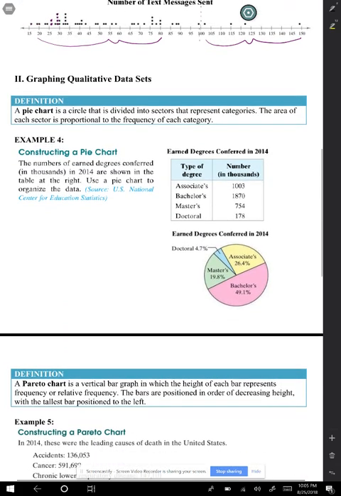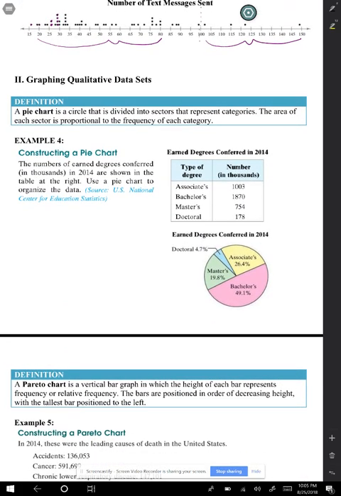Okay, the next kind of graph we'll look at is a pie chart, and this is a very common one. You'll see these a lot if somebody's making a presentation and they want to show the data, it's very common to see pie charts. And a pie chart is called a pie chart because it's circular, and you have pieces cut out of it, and those pieces are called sectors.